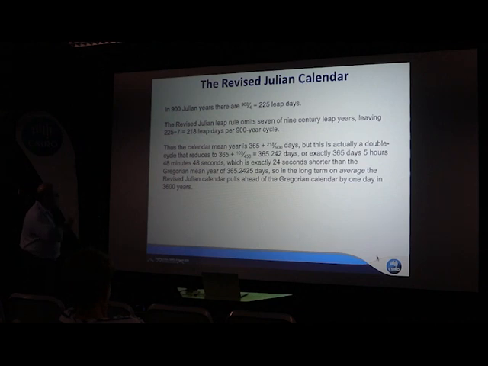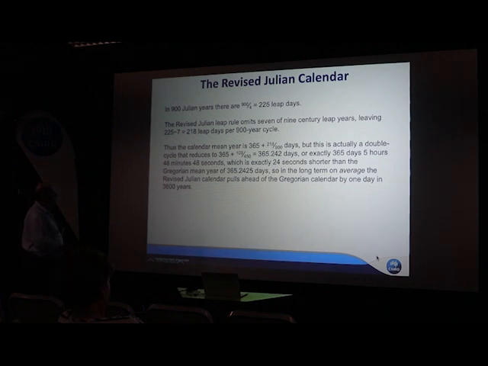Thus, the calendar mean year is 365 and 218 over 900 days. But this is actually a double cycle that reduces to that number of days. So in other words, this is 365.242, which is even closer to the tropical year than the Gregorian calendar.